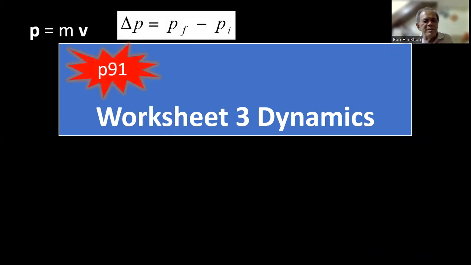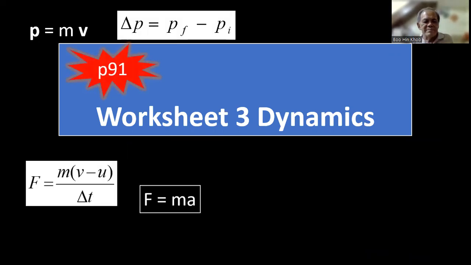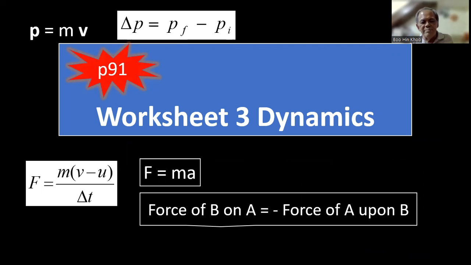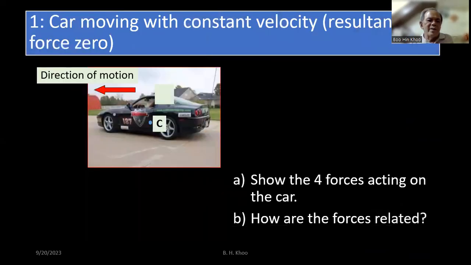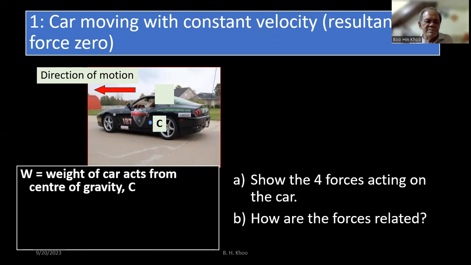Okay, let's try some problems. There are some of the formulas that we have learned, and we need to know how to use them. A car is moving with constant velocity. Resultant force is 0. Show the forces acting on the car. Weight of the car acts from the center of gravity. There's a point there, center of the body, from the center of gravity where the weight acts.